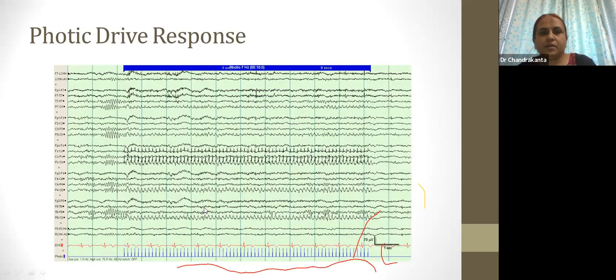And this should not be confused with the photic drive response. What is the photic drive response? It is a normal response to photic stimulation. Dr. Praveen has already told us that the frequency of the response will match the frequency of the photic stimulation. So the frequency is the same. It starts with photic stimulation and ends abruptly at the end of the photic stimulation. So this is a normal response. This is not spike and wave discharges. This is photic drive response.